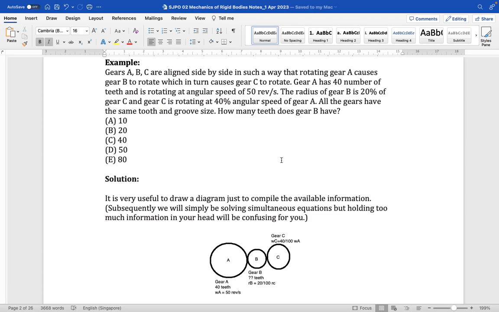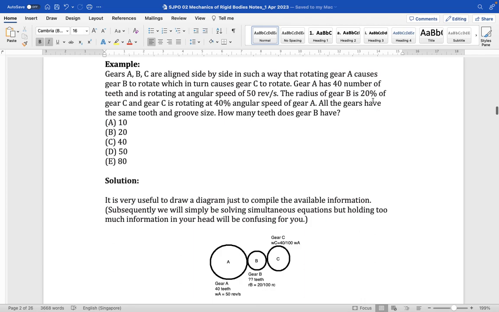Let us look at another example on gears. We have three gears that are aligned side by side such that gear A causes gear B to rotate and gear B actually causes gear C to rotate. They have different quantities of the amount of teeth, the amount of angular speed, as well as the radius. We want to know how many teeth gear B has.